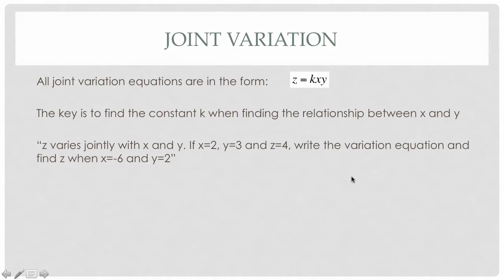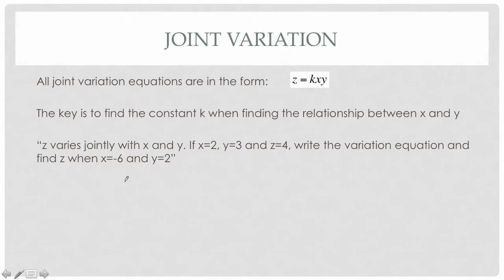All right, finally, let's do some joint variation. All joint variation equations are in the form z equals kxy. Look at all those letters. We love them. Again, we want to find our constant k. X, y, and z are all variables and will fluctuate. So here we go. Z varies jointly with x and y. If x equals 2, y equals 3, and z equals 4, write the variation equation and find z when x is negative 6 and y is 2.